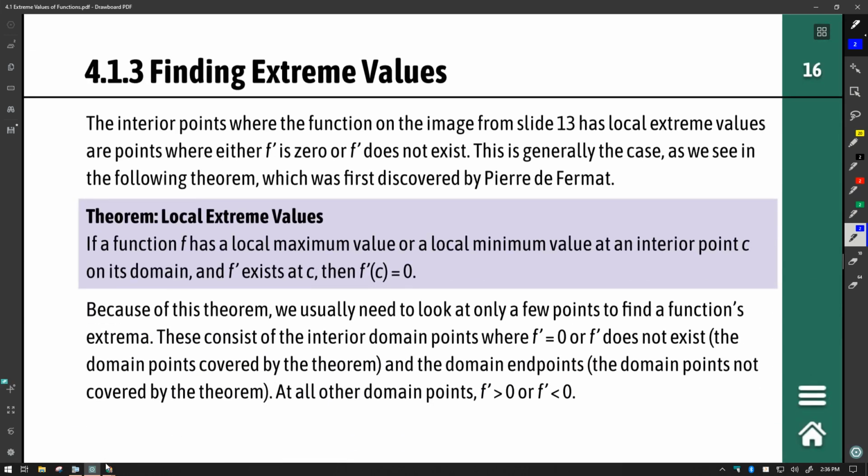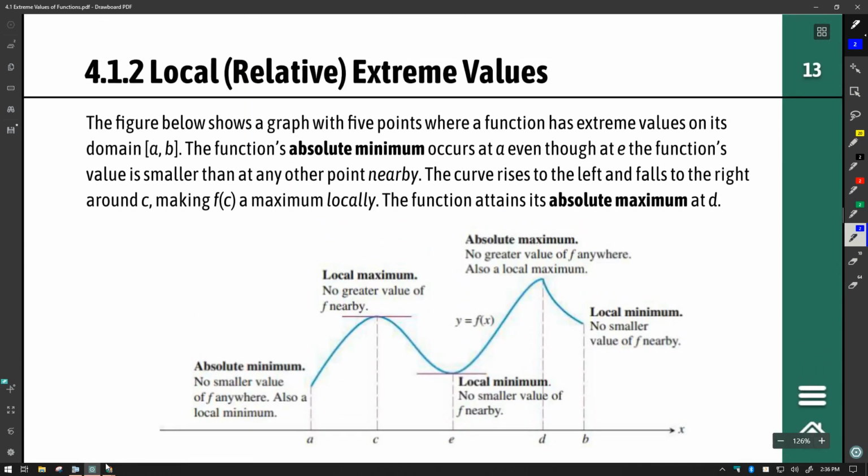So first we want to begin here. The interior points where the function on the image from slide 13 has local extreme values are points where either f prime is 0 or f prime does not exist. And let's go back to that slide and that image to see if that's true. So slide 13 is here.